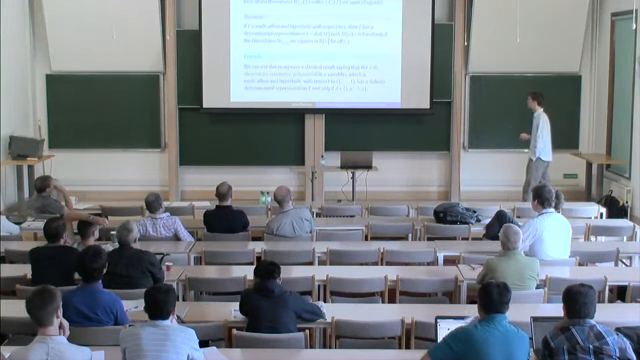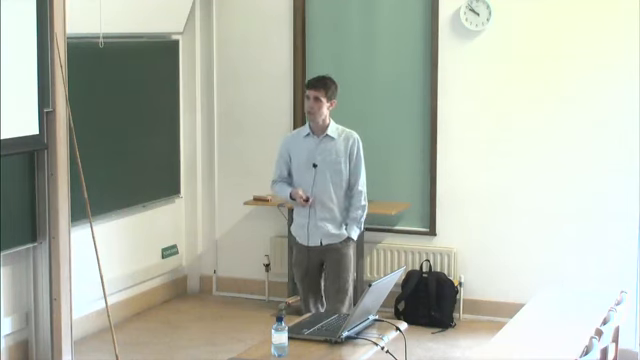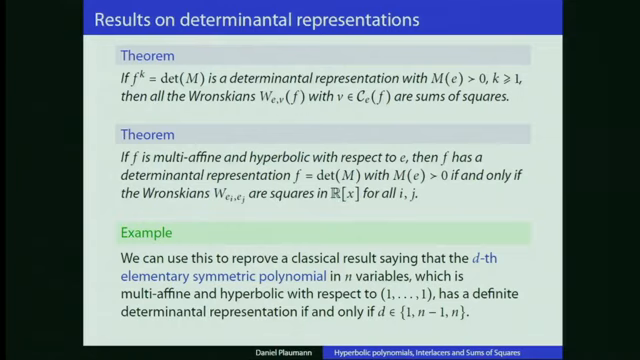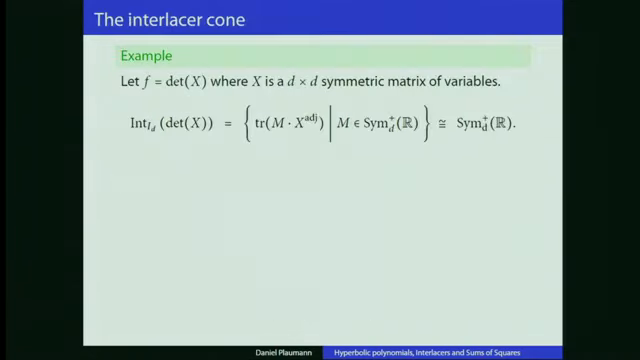Okay, so to close, let me tie in a little bit with Bernd's talk. What is this full cone of interlacers? It is some cone attached to our hyperbolic polynomial, and it contains a lot of the information that we want. So what can be said about this full cone?